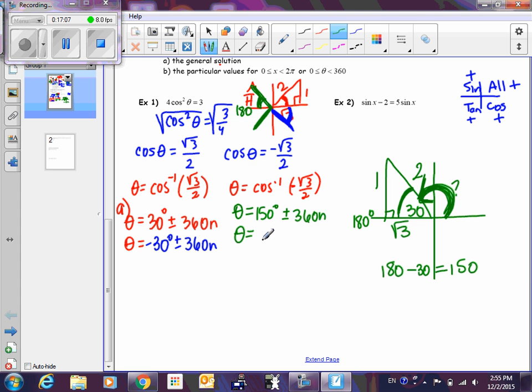This is why radians are easier than degrees, in my opinion, because with radians, you don't have to do as much calculation. Okay, what's the one quadrant we haven't been to yet? Quadrant 3. This time, instead of doing 180 minus 30, what am I going to do? Plus, which is 210.